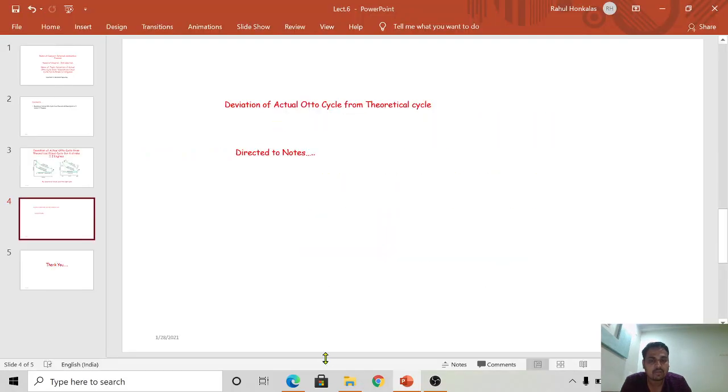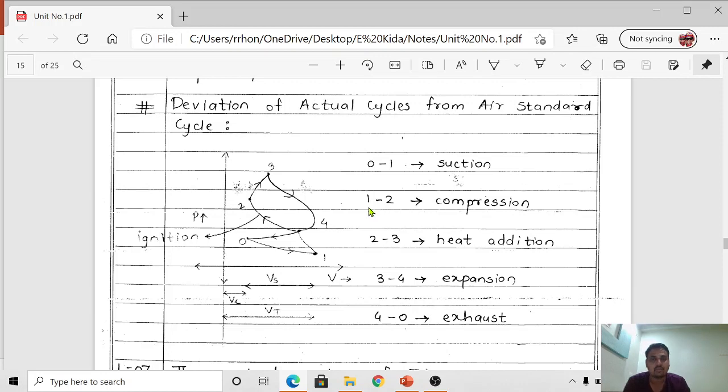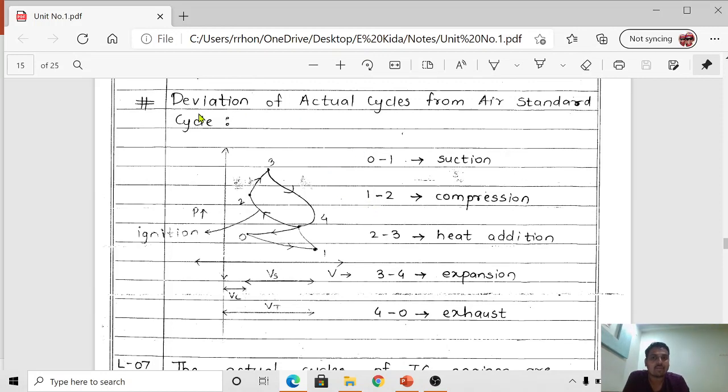Here we need to understand with the help of notes, so we are moving to the notes. Again here we have the deviation of the actual cycle from the air standard cycle. The same kind of diagram I have drawn here: 0 to 1, 1 to 2, 2 to 3, 3 to 4, and again 1 to 0. This is the real engine cycle or actual cycle, which will differ from the theoretical cycle.